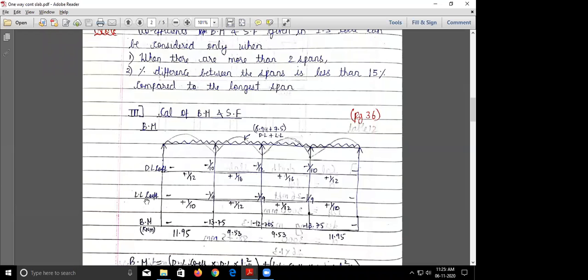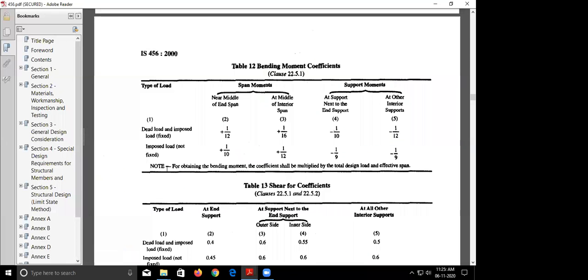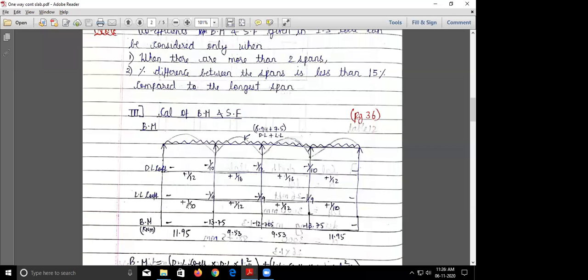Now let us move on to the live load coefficient. How will we find out the live load coefficient? Below this, the imposed load is given, meaning the live load coefficient. Again the same thing applies at the end span: the middle of the end span is +1/10. So immediately you can write here also +1/10.